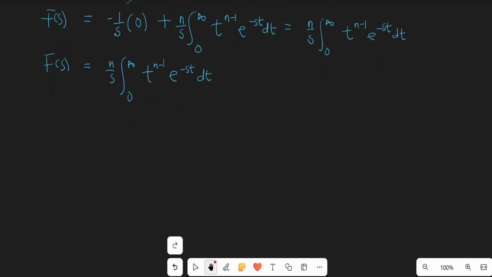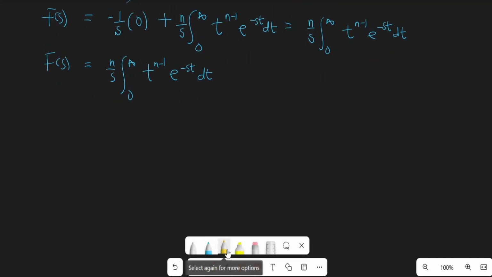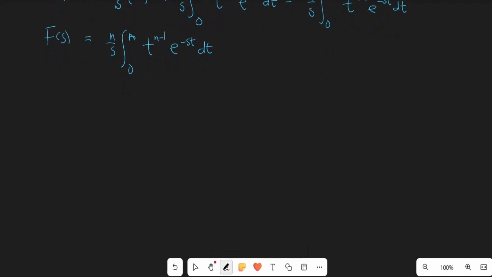Let's do it again for the second time, and then we establish a pattern, and then we can write the general solution. Okay, so let's go again with integration by parts. D for differentiation and I for integration. This is t raised to the power n minus 1. That is what I'm differentiating, and I'm integrating e raised to the power negative st. This is plus, next one is negative. So differentiating, this one is n minus 1 multiplied by t raised to the power n minus 2, and this one is going to be negative 1 over s e raised to the power negative st.